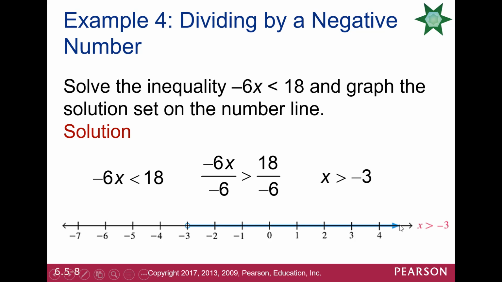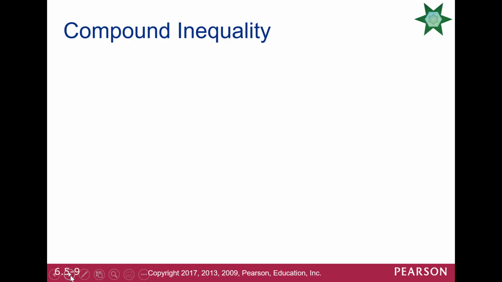By the way, you can always plug a number in here to check to see if it makes sense. For example, if I plugged in the number 2, is negative 6 times 2, which is negative 12, less than 18? Yes. But if I picked a number down here, for example, if I have my inequality sign going the wrong way, negative 6 times negative 6 would be positive 36, and that would not work. So that would tell you, if you shaded this area, that you were wrong. So you can always pick a point and plug it in to make sure.